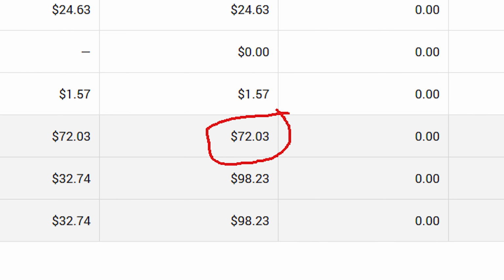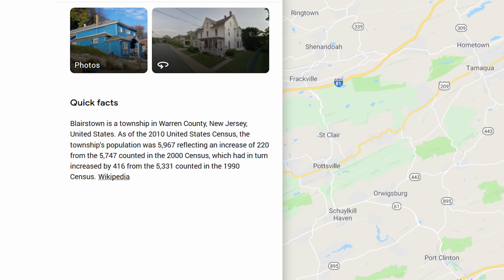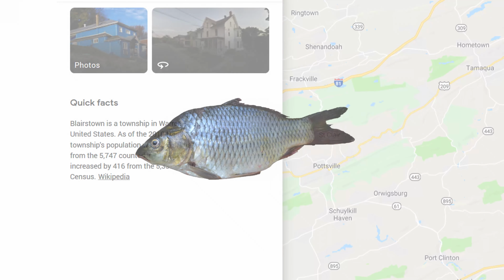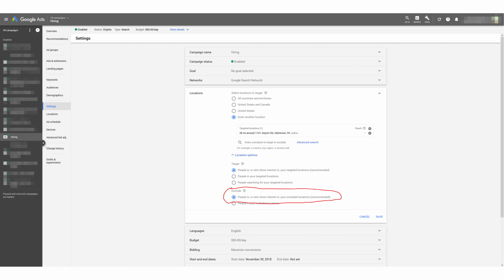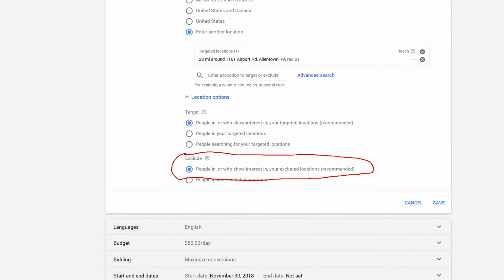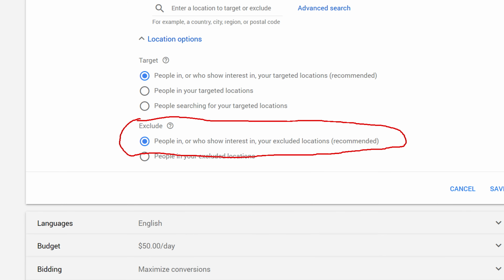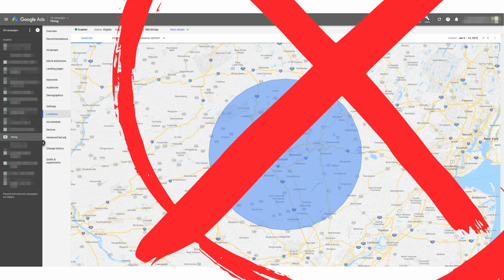And that click cost us $72.03 in a town with a population of around 6,000 people. That alone smells fishy. But back to the geo-targeting issue. If you look at the location settings for this campaign, it is set to exclude people in or who show interest in your excluded locations. They shouldn't have been served an ad.